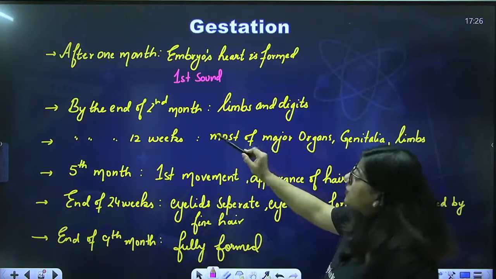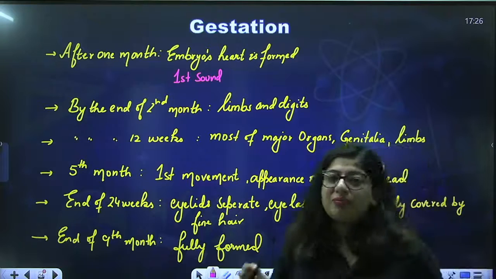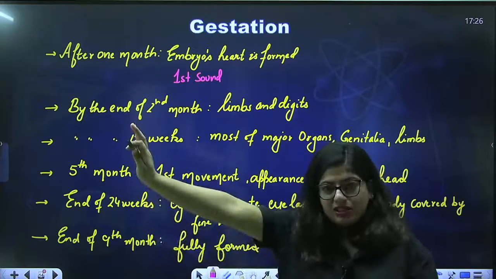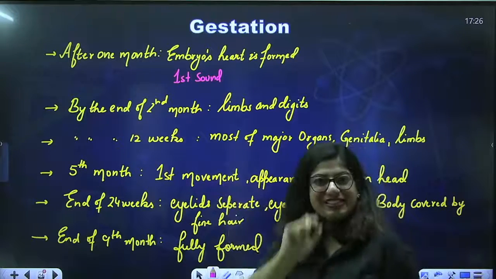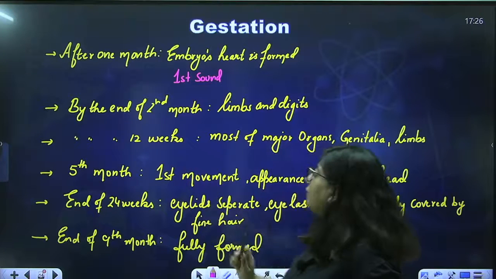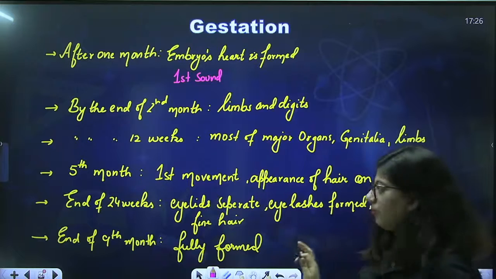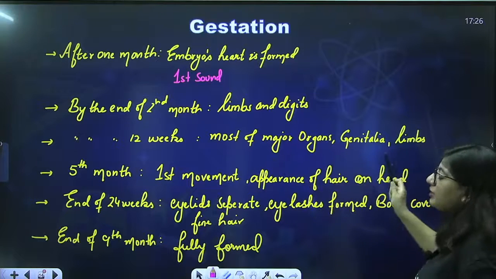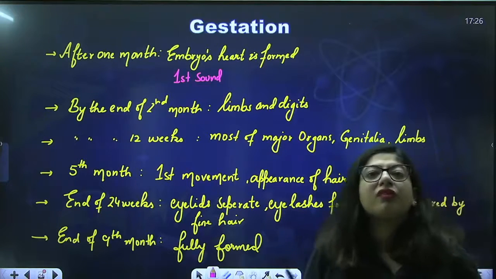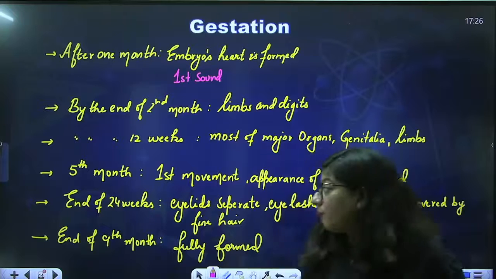Now, by the end of the second month, the baby will form limbs and digits. What are limbs and digits? This is a limb, these are digits. By the end of 12 weeks, most of the major organs, genitals, limbs, everything will be formed. Okay. So, by the end of 12 weeks, we can easily see whether it's a male or a female by just looking at the genitalia.